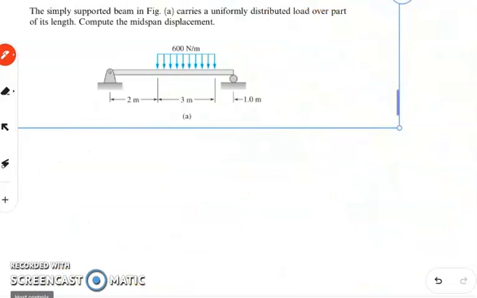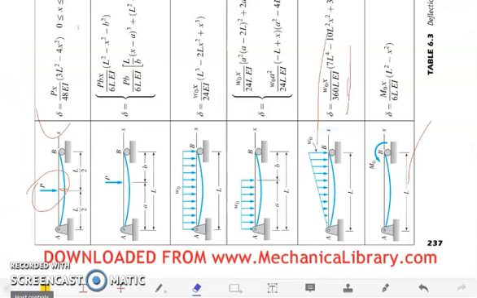The second problem is the simply supported beam in the figure that carries a uniformly distributed load over part of its length. Compute the midspan displacement. So we're going to compute for EI delta. The formula that you will be using is based on table 6.3. The load on our beam is uniform, but it is not present on the whole span of the beam.